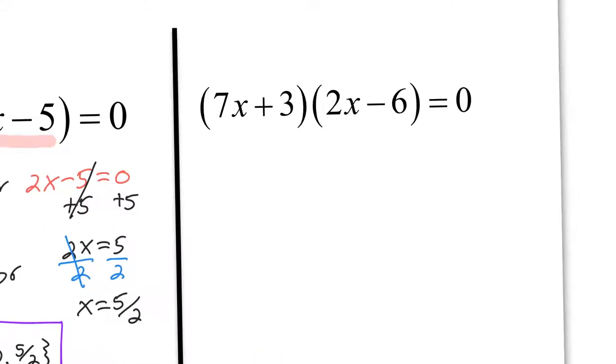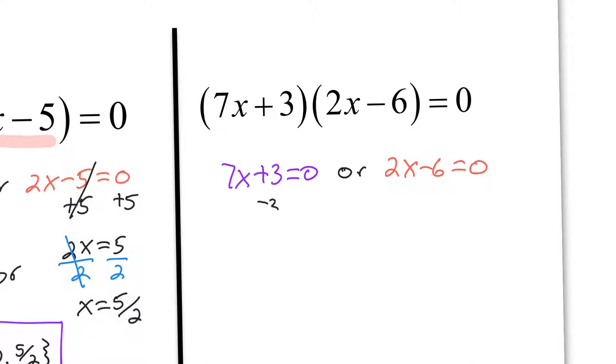So the next one, same idea. You guys already know how to set up the two parentheses. So I'm going to do the first one. 7x plus 3 equal to 0. And this is just extra practice for you guys to see. The second one is going to be 2x minus 6 equal to 0. So we have one option or the second option, the purple or the red one. I'm going to solve each one.